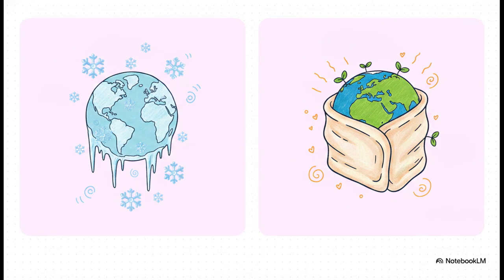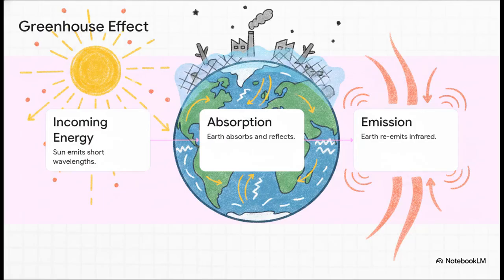Think about this. Without this atmospheric blanket, Earth's average surface temperature would be a freezing minus 19 degrees Celsius. We'd literally be a frozen, lifeless rock. But with the natural greenhouse effect, our average temperature sits at a very comfortable 15 degrees Celsius. It literally maintains life as we know it. The issue isn't the blanket itself, it's just how thick that blanket is getting. So let's look at exactly how this blanket works.